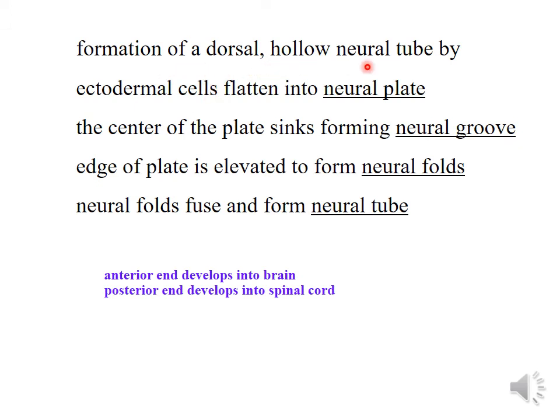Formation of a dorsal hollow neural tube: ectodermal cells flatten into the neural plate, as you see, and the center of the plate sinks, forming the neural groove. The edges of the plate elevate to form neural folds. They fuse, forming a neural tube.